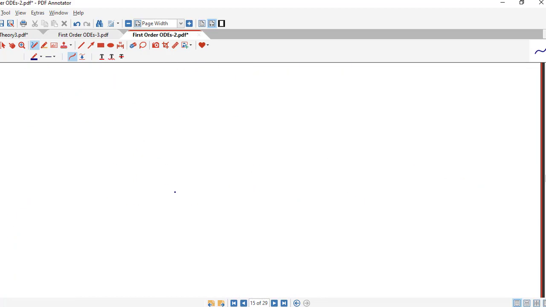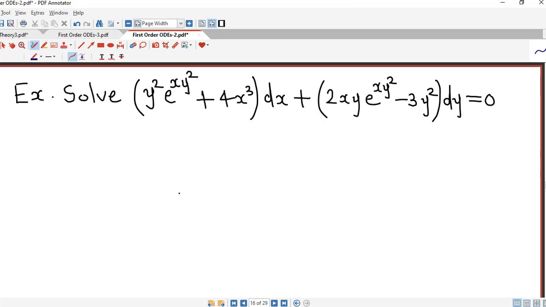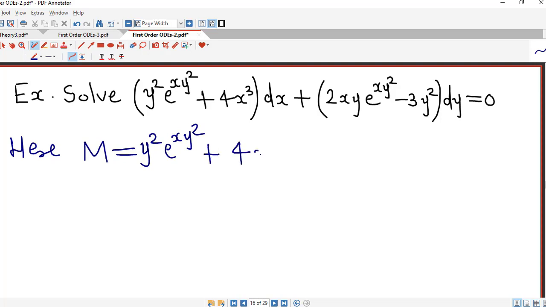We consider one more problem. Here the given differential equation is y square e raised to xy square plus 4x cube dx plus 2xy e raised to xy square minus 3y square dy equal to 0. So if we compare with M dx plus N dy equal to 0, we have M equal to y square e raised to xy square plus 4x cube, and capital N is 2xy e raised to xy square minus 3y square. So first we check the condition for exactness.